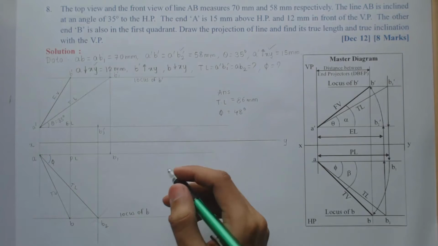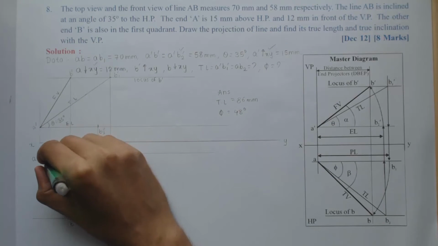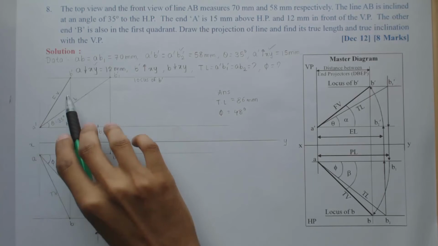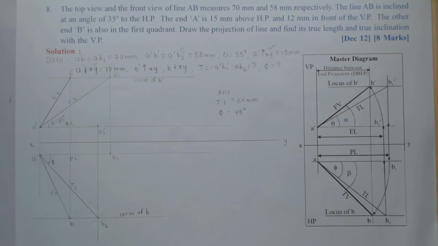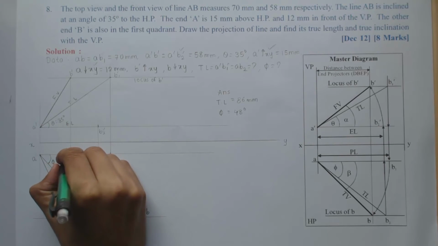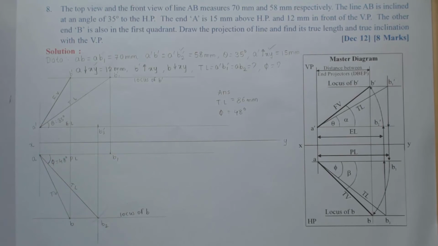Okay. So check, fine. We'll do a final check whether we have shown all the notations. Yes, front view true length, top view true length, theta, phi. We can write the angle of phi here, 48 degrees. Okay. Now this completes the solution for this problem.